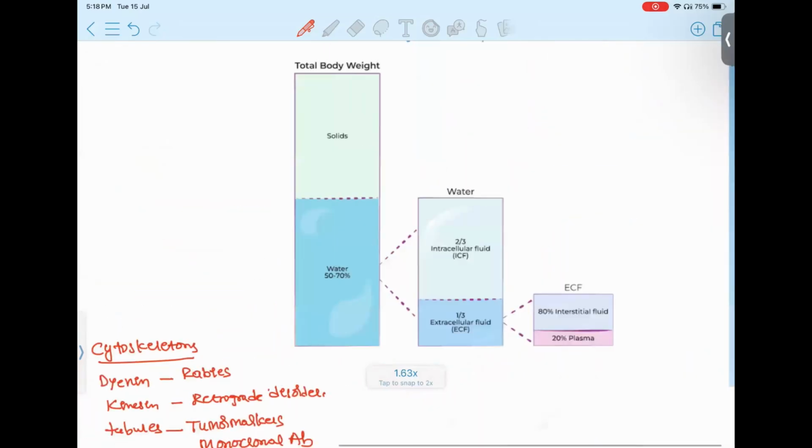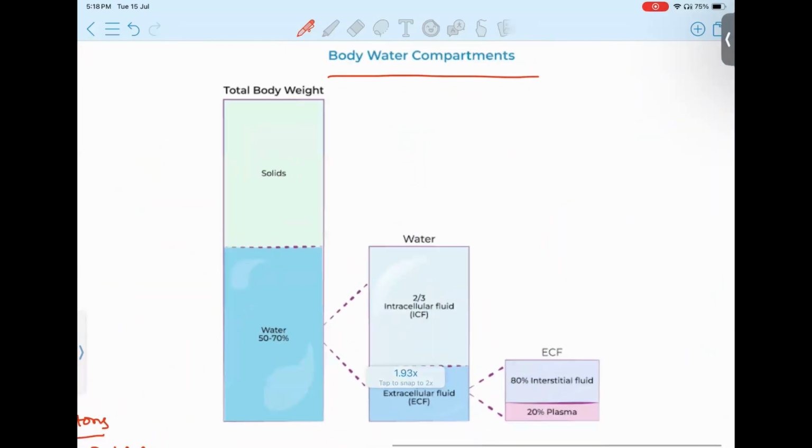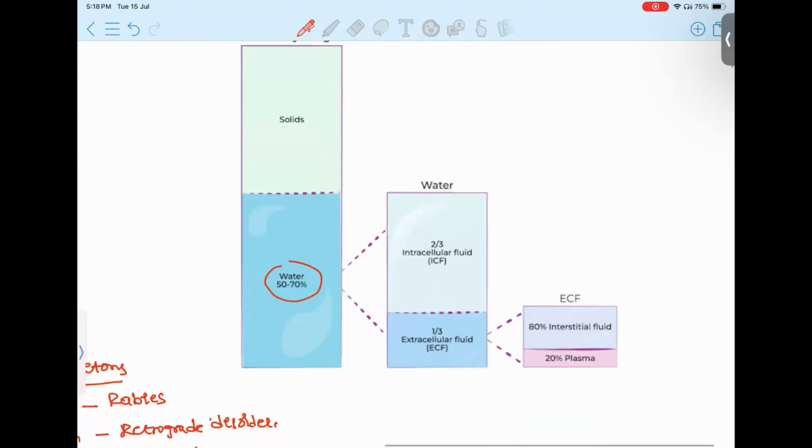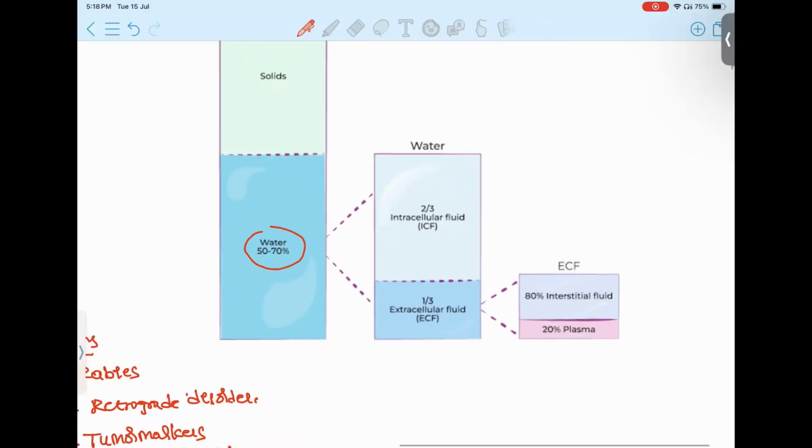Next, moving on to our most important topic, fluids and electrolytes. We all know that 70% of our body is filled with water. This entire body water is subdivided into intracellular fluid and extracellular fluid. Two-thirds is your intracellular fluid and one-third is your extracellular fluid. The extracellular fluid is subdivided into interstitial fluid and plasma fluid. This is the commonly known classification.